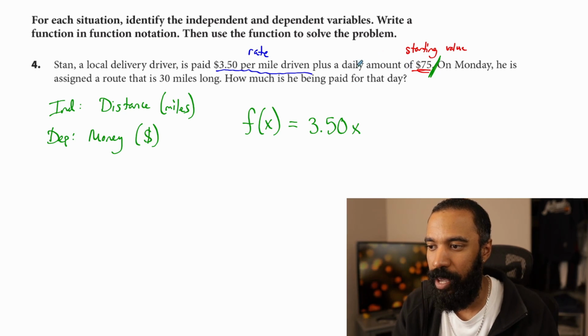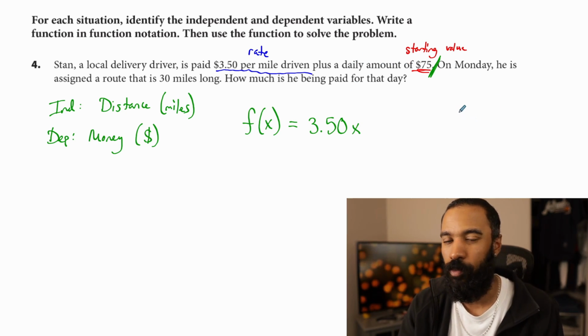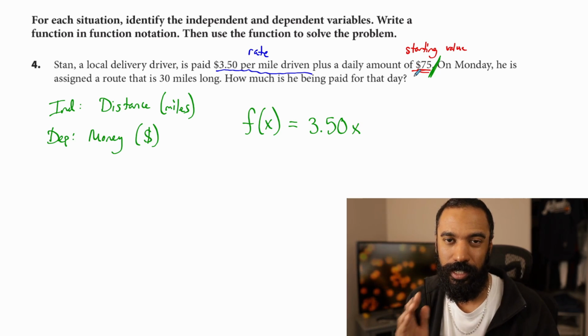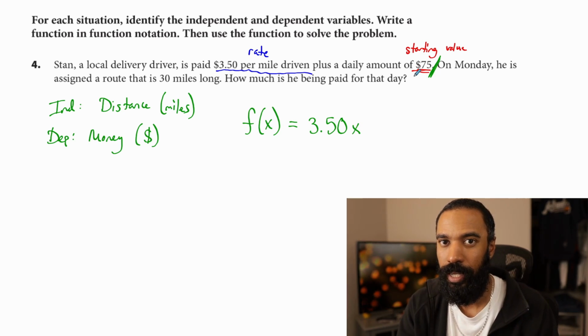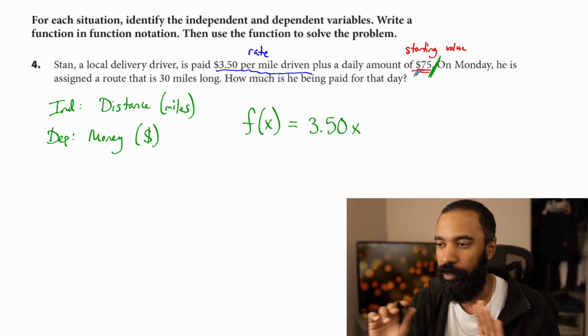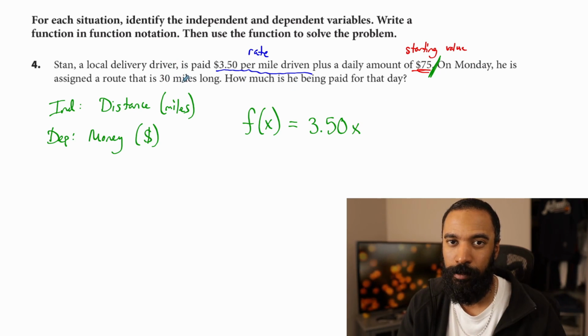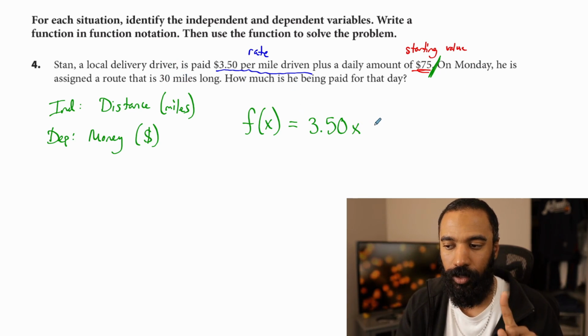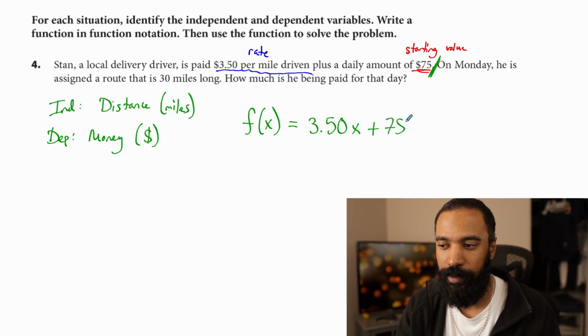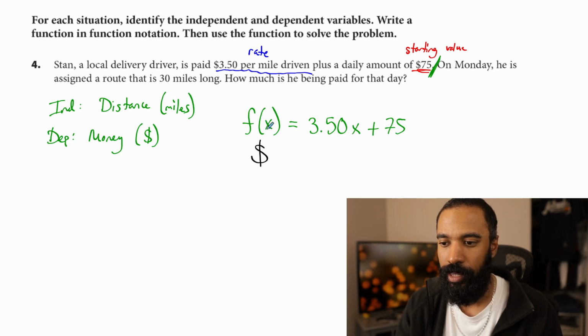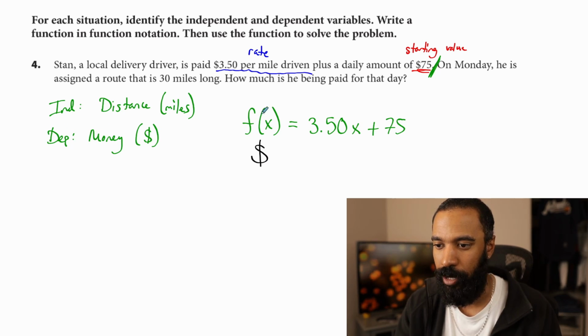But he also gets paid a daily amount of $75, meaning whether he drives 20 miles, 1,000 miles, I guess 0 miles, he still gets to see an extra $75 in addition to that. So this is all for a single day, and on Monday, he's assigned a route that's 30 miles long. He'll drive 30 miles and get paid for that. Plus, he'll get paid a base value of $75 here. Keep in mind, everything that we have here is dollars. This is clearly dollars. This is the dependent variable f of x.